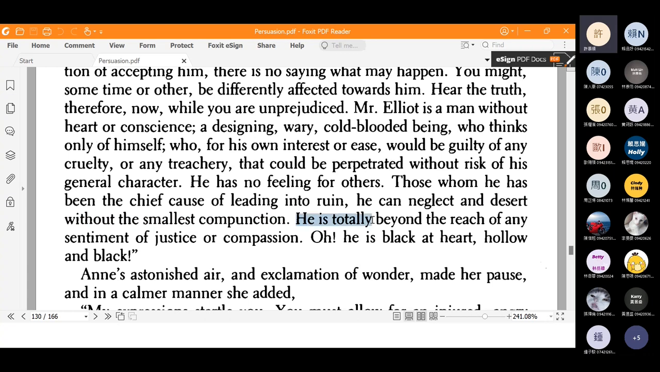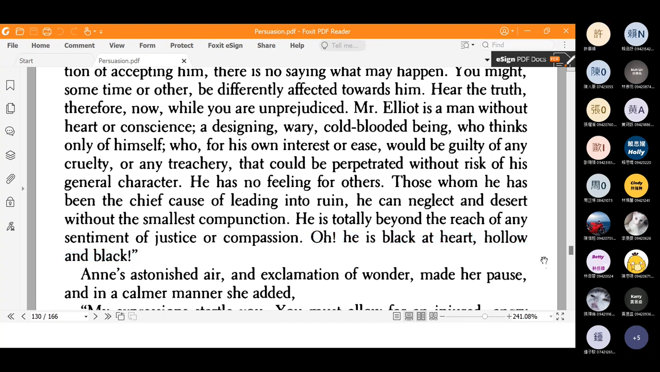He is totally beyond the reach of any sentiment of justice or passion. Oh, he is black at heart, hollow and black. Not only black-hearted, his whole heart is empty.